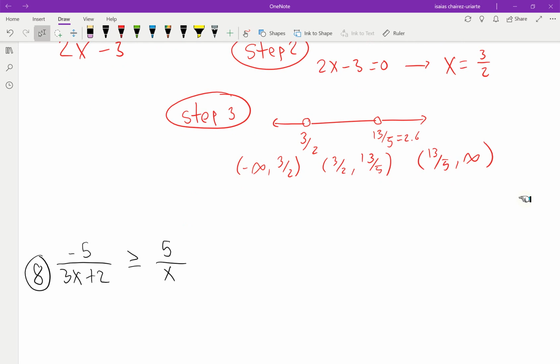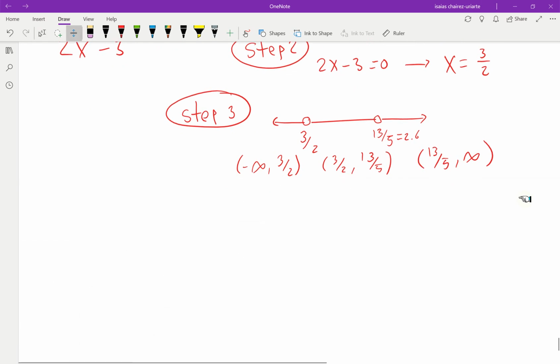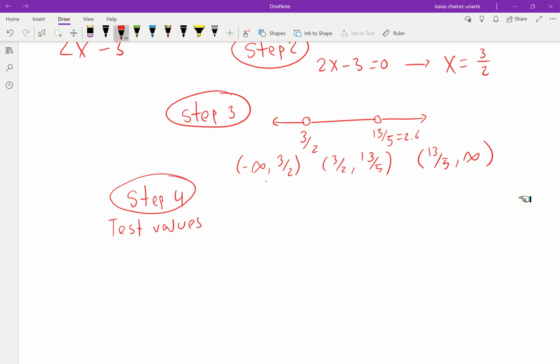Good. Now we are at step 4. Now we need to do some testing. Let's test. Let me pick a value from this interval, negative infinity to 3/2. I'm just going to say x equals 0. That one is easy to deal with, the arithmetic that comes out of that. From here, I'm dealing with values between 1.5 and 2.6, so I'm just going to pick x equals 2. Things that are bigger than 2.6, I'm just going to say x equals 3.